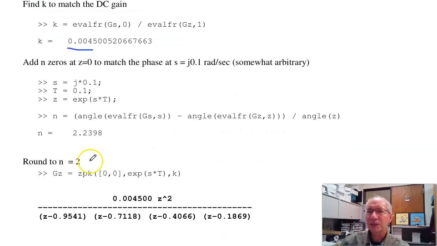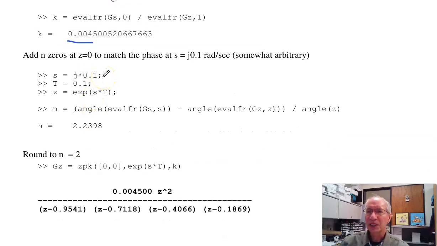To match the phase shift, pick your favorite frequency, like 0.1 radian per second. Here's S, T, Z. Find the angle of G of S at 0.1 radian per second. Find the angle of G of Z at 0.1 radian per second. How much is the difference? How many zeros at the origin do I have to add to make up that difference? I need to add 2.23 zeros at the origin. I can't do fractions, so round down to 2.